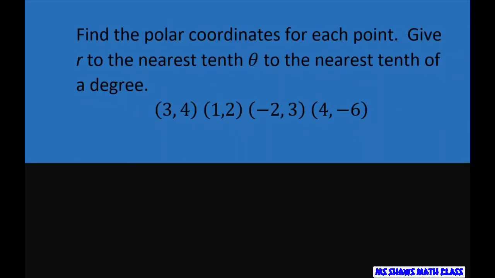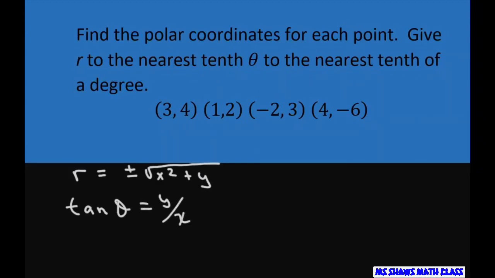Everyone, we're going to find the polar coordinates for each point and give r to the nearest tenth and our angle to the nearest tenth of a degree. So this is in degrees. And we're going to use the fact that our r is going to come from the Pythagorean theorem, so that's going to be x squared plus y squared. And our angle we're going to get from tan of theta equals y divided by x, which we've already done on the previous videos, but this time we're using a calculator.